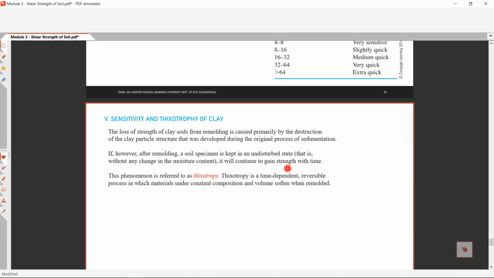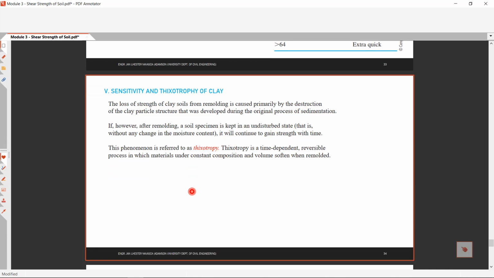Okay, so it is a time-dependent and reversible process in which the material, under constant composition and volume, babalik yung, magigain siya ng strength with time. Okay, so that is thixotropy.